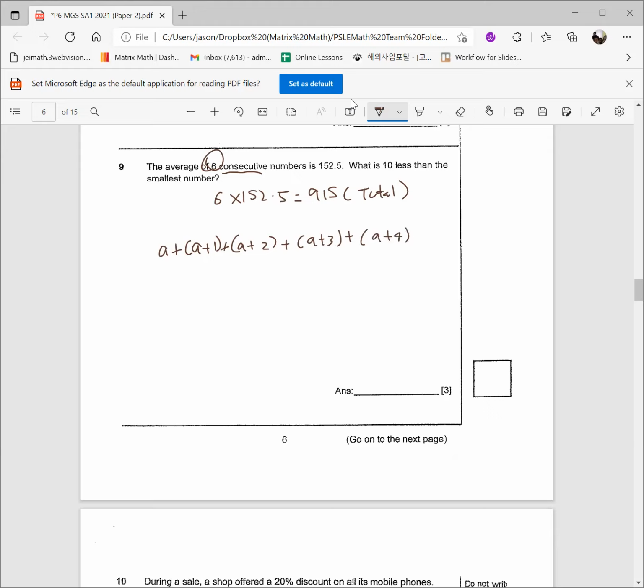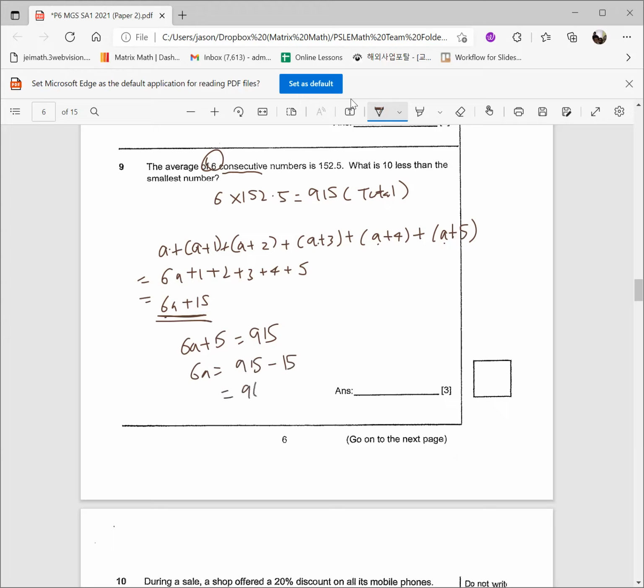Make sure you don't over add: 1, 2, 3, 4, 5, 6 consecutive numbers. So A plus 5. So all these add up will give you how many A's? 1, 2, 3, 4, 5, 6, 6 A's. Okay, and then 1 plus 2 plus 3 plus 4 plus 5. So do it slowly and you'll get 15. 1 plus 2 plus 3 plus 4 plus 5 is 15. So this value is equal to 915, which you calculated earlier. So 6A will be equal to 915 take away 15.